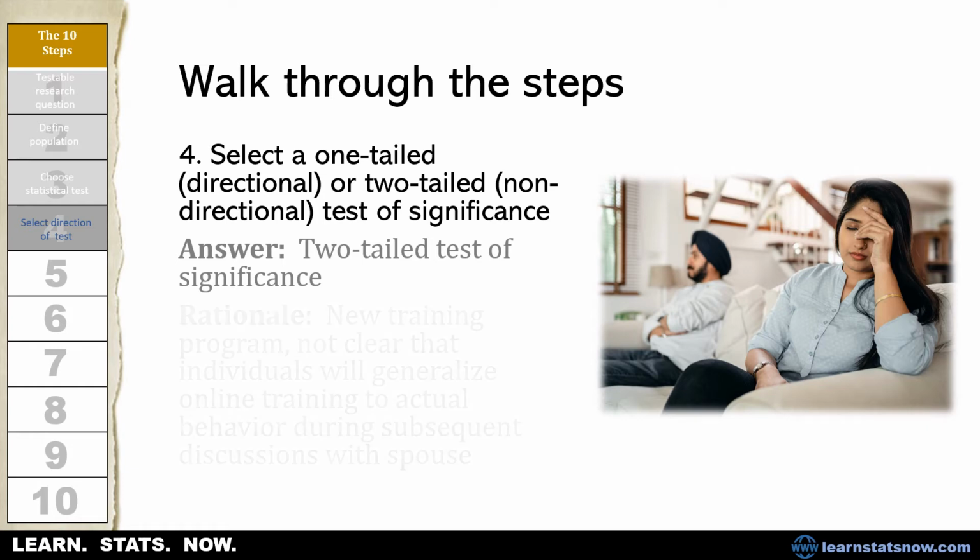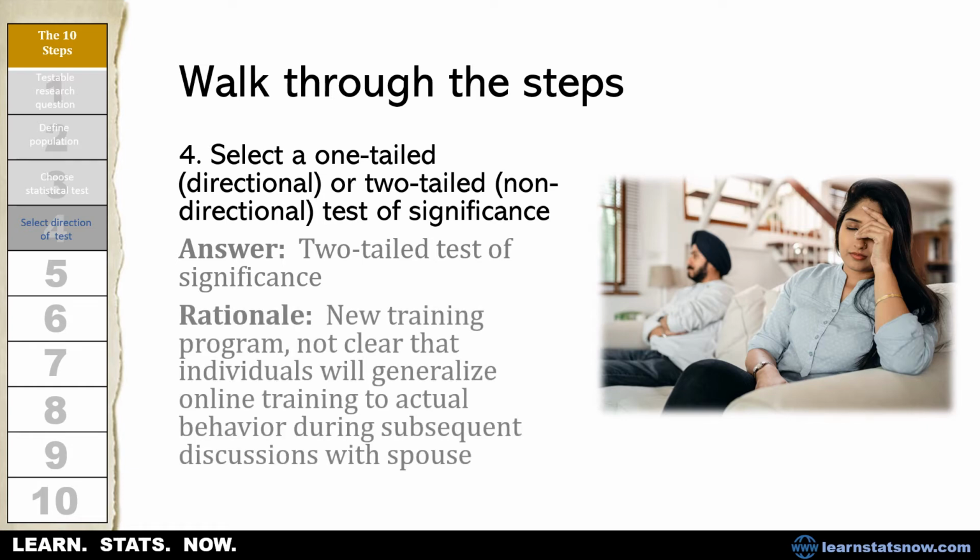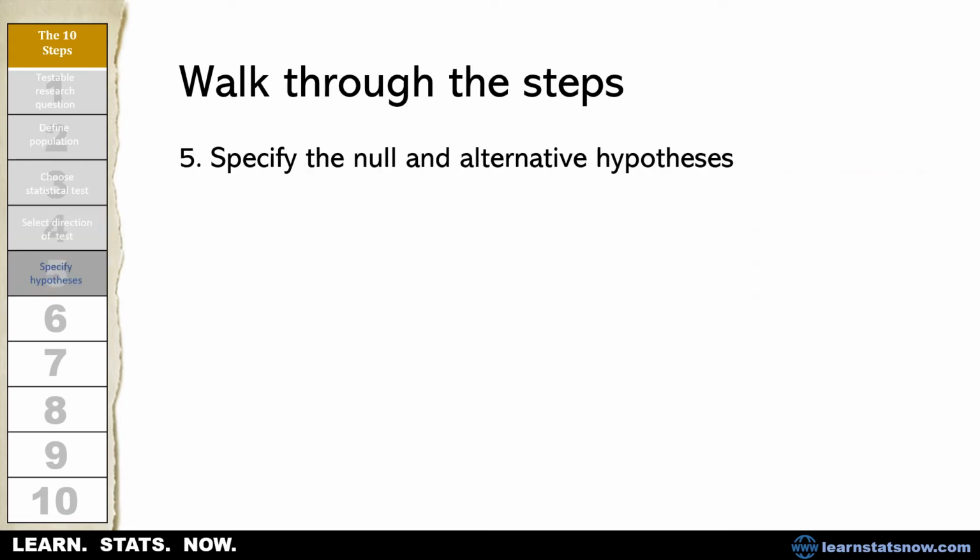We're dealing with a new training program, right? It's not clear at all that individuals will learn lessons from the training program that will then generalize to subsequent discussions with their spouse. Just like you might learn something in a classroom, that doesn't necessarily mean you go out every day and apply it simply because you learned it. So we're not clear that this is really going to generalize. So a two-tailed test makes a lot of sense here. So we'll do a two-tailed test.